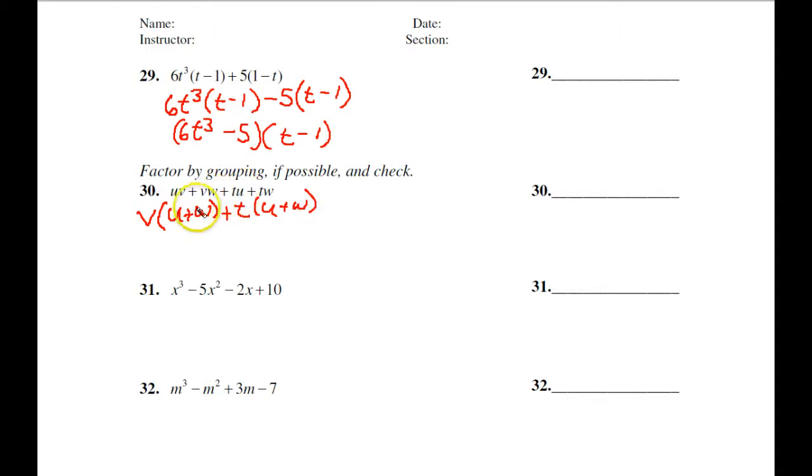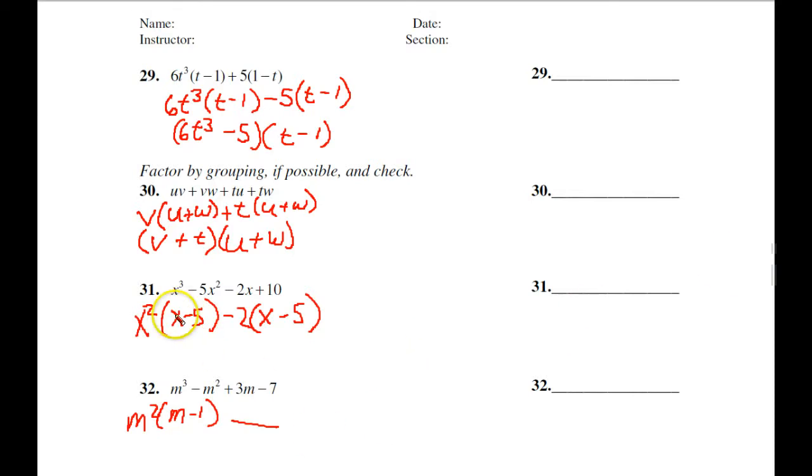Now notice I have a u plus w, u plus w. I can now pull that out, u plus w, and I have now a v plus my t there, and that is factored by grouping. All right, I'll let you try the next few, and I'll do them as well.